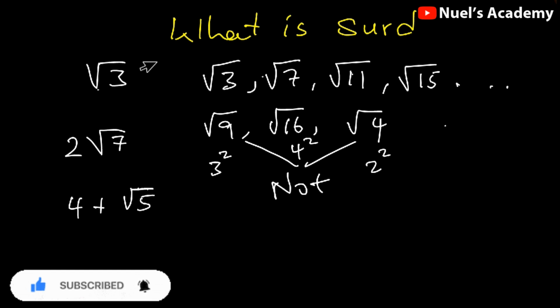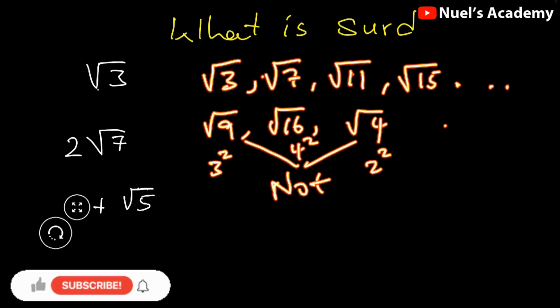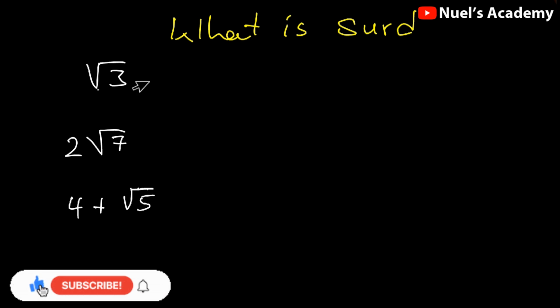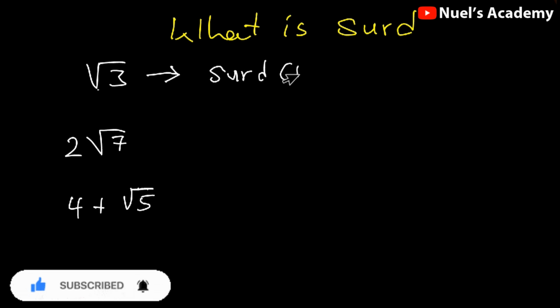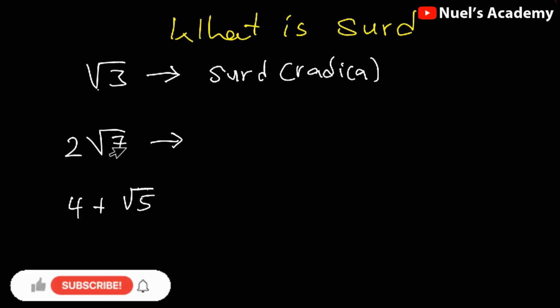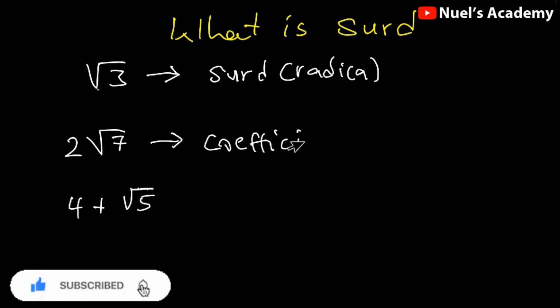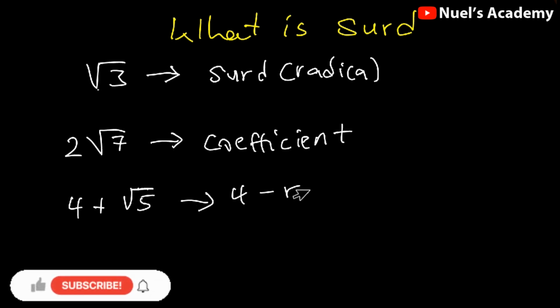So let's discuss components of surds. Let's take a look at this root 3. This root 3 is a surd, and it can also be referred to as a radical. So let's come to 2 root 7. Now this 2 root 7 is also a surd, but here 2 is referred to as the coefficient of the surd. So 4 plus root 5 is also a surd. Now 4 is the rational part of the surd.